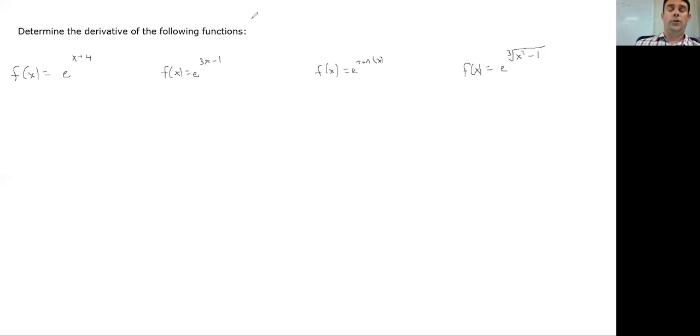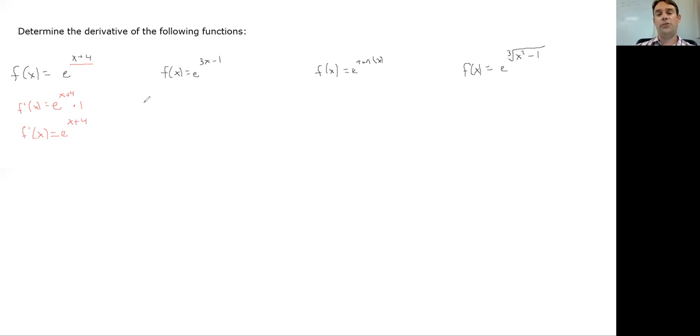All right, so here we go. We're not going to overcomplicate this. To figure out the derivative, all we're going to do here, friends, is you keep the same function, so that never changes, and then you multiply by the derivative of that function. So x plus 4 is just 1. So f prime of x is still e to the x plus 4.